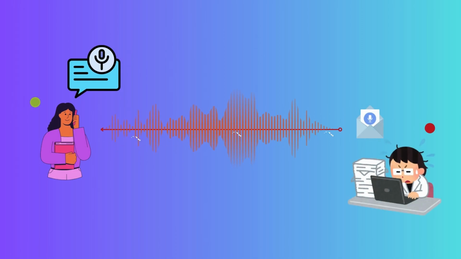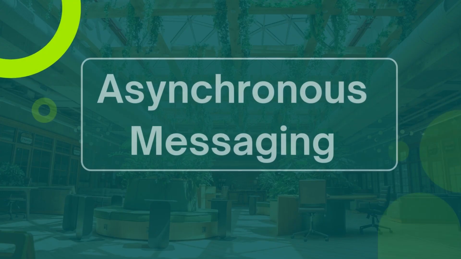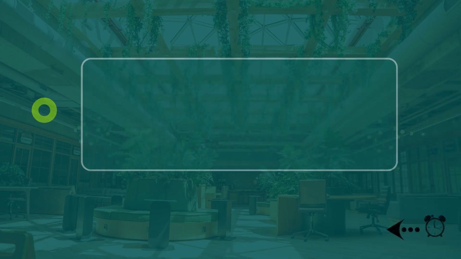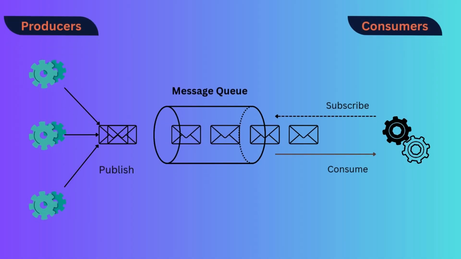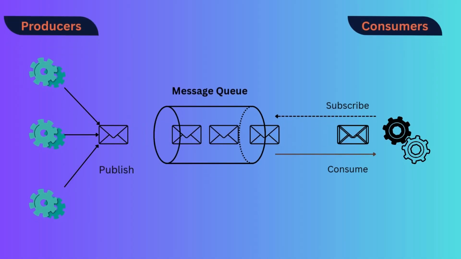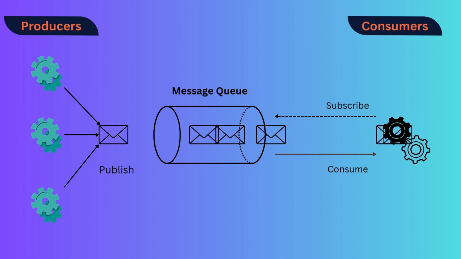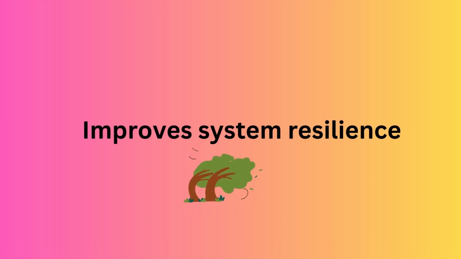Instead of calling, you could leave them a voicemail. That's how asynchronous messaging works. Services drop messages into a queue, like RabbitMQ, Kafka, or AWS SQS, and the receiving service processes them later. This method reduces wait time and improves system resilience.